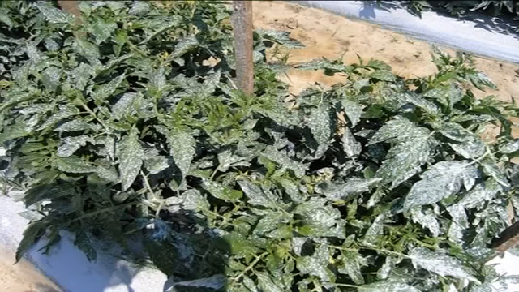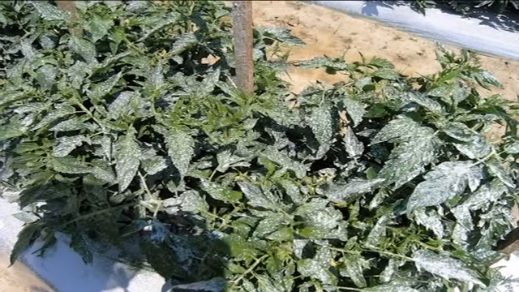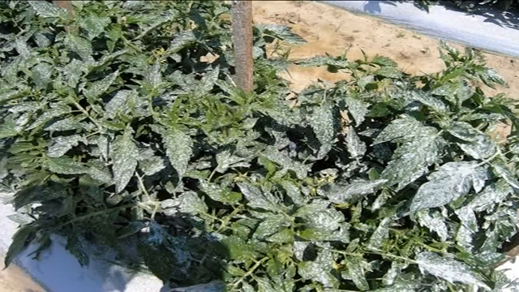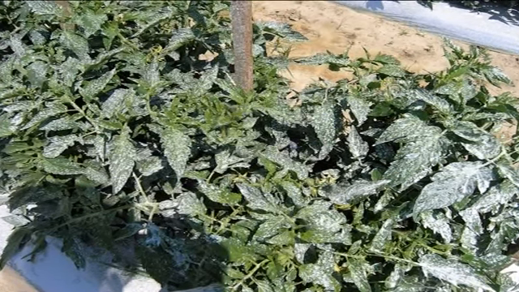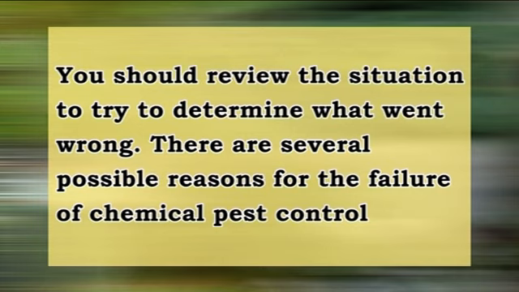Let us come to the fifth aspect, pest control failures. Sometimes you may find that even though you applied a pesticide, the pest has not been controlled. You should review the situation to try to determine what went wrong. There are several possible reasons for the failure of chemical pest control.